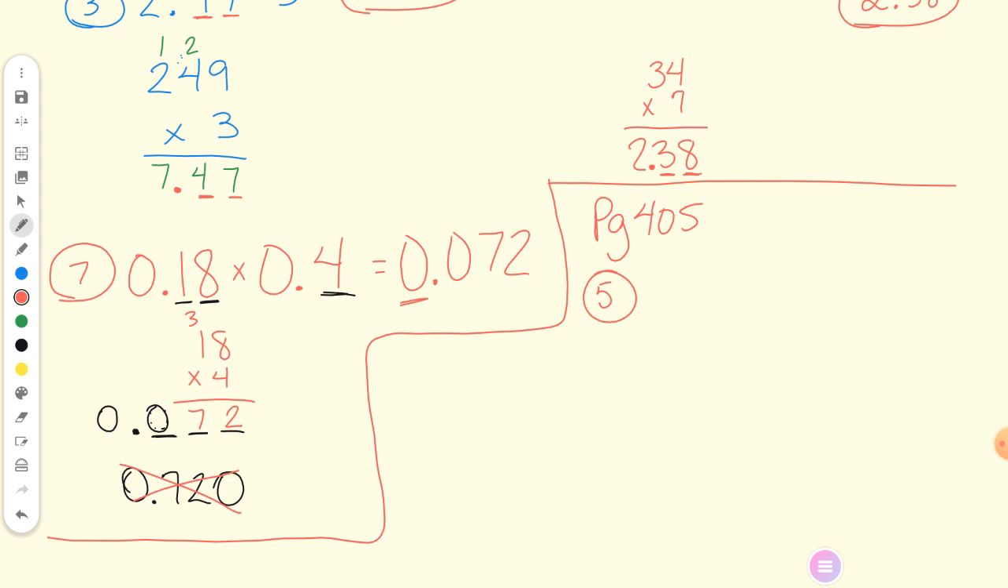Is 3.65 times 2.6? Now, let's estimate real quick. Brady, what would 3.65 round to? 4. Bryson, 2.6? 3. What's 4 times 3, Bryson? 12. So we should get an answer that's close to 12.